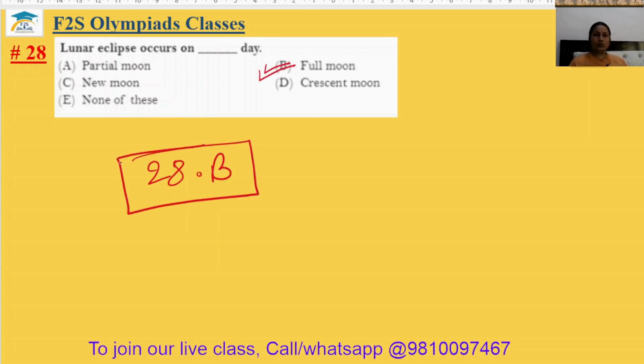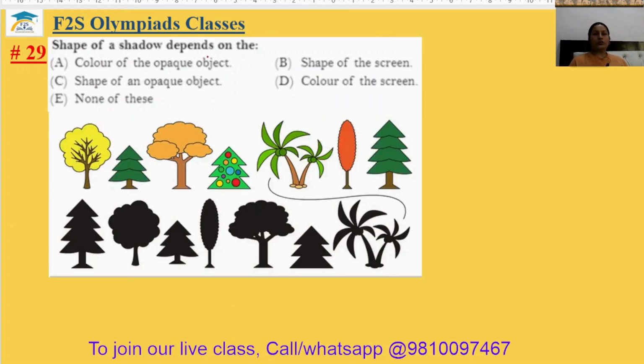Solar eclipse, full moon. Shape of the shadow depends on the color of the object? No. Shape of the screen? No. Shape of an opaque object? Yes. Color of the screen?